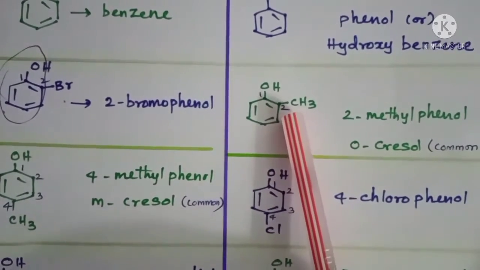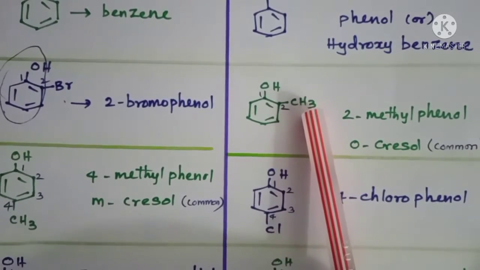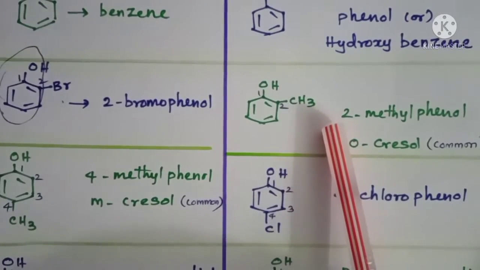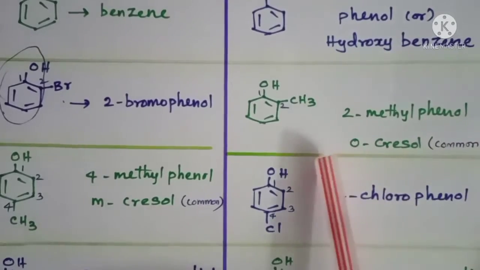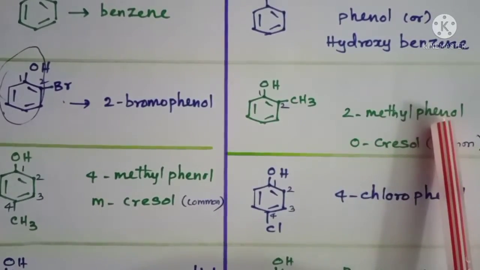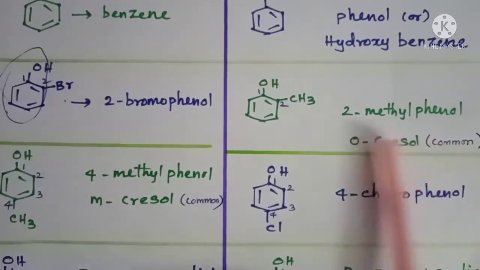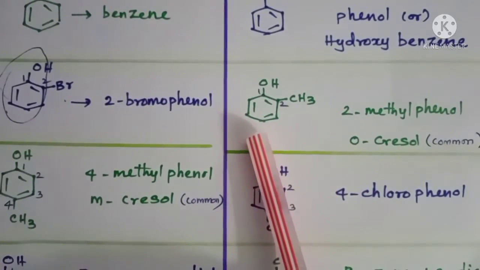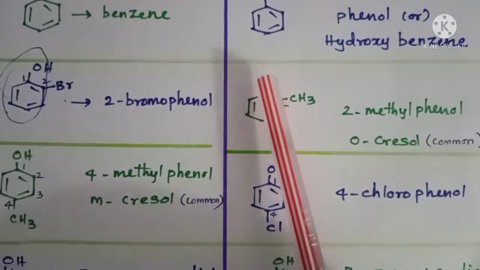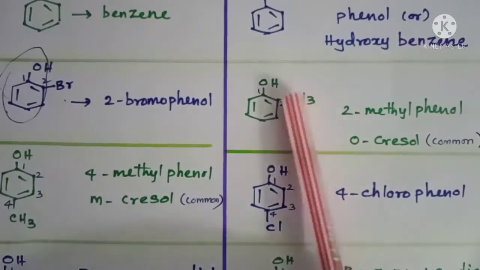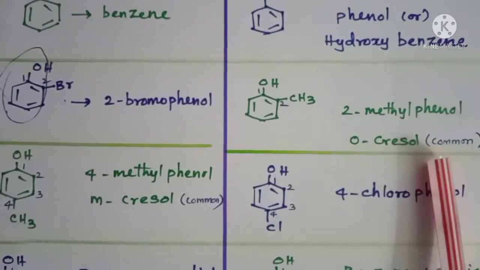Then look at the next compound, a phenolic compound which has a methyl group. So while numbering, the methyl carbon is getting number 2, isn't it? So at the second carbon there is a methyl group. So it is called 2-methylphenol. So the IUPAC name of this compound is nothing but 2-methylphenol. Then generally methylphenols are called cresols. So this is also called cresol in the common system. The OH group and CH3 group are on adjacent carbon atoms, so it is also called orthocresol.